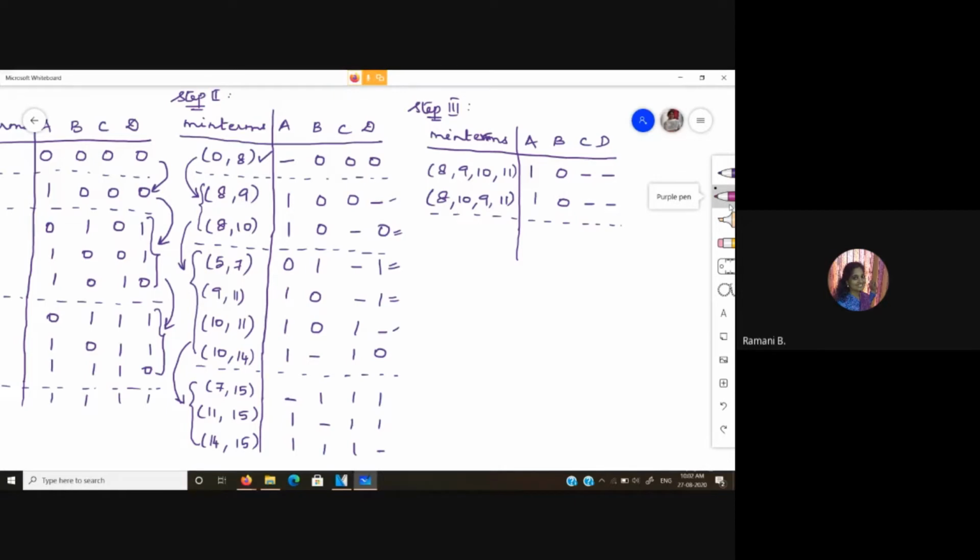So here 5, 7 we have dash in C position. However, we don't have any in the next group also. So this is not getting involved in any of the group. So I am putting a tick mark over there.